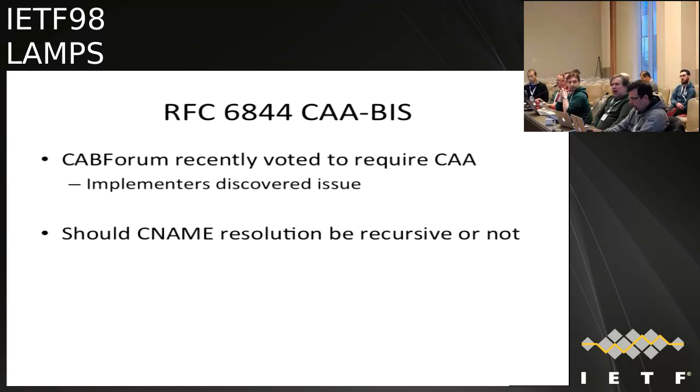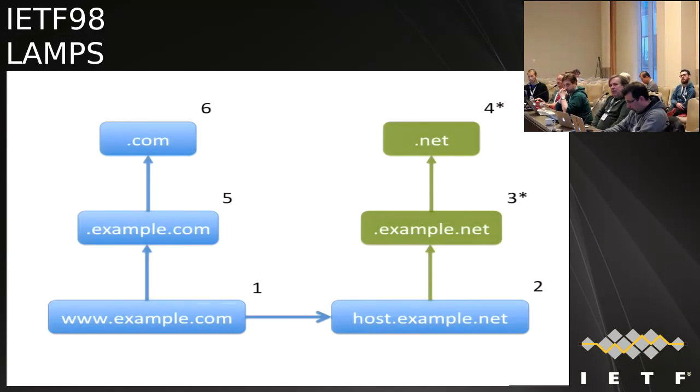So if we go to the next slide, here we have www.example.com, which is a CNAME to host.example.net. Now, as the spec is currently worded, you start at www.example.com, you follow the CNAME to host.example.net, and then you follow that path up to see if you find a CAA record. If you find a CAA record at position 1, 2, 3, or 4, then you stop. Otherwise, you continue up the original path to 5 and then 6.